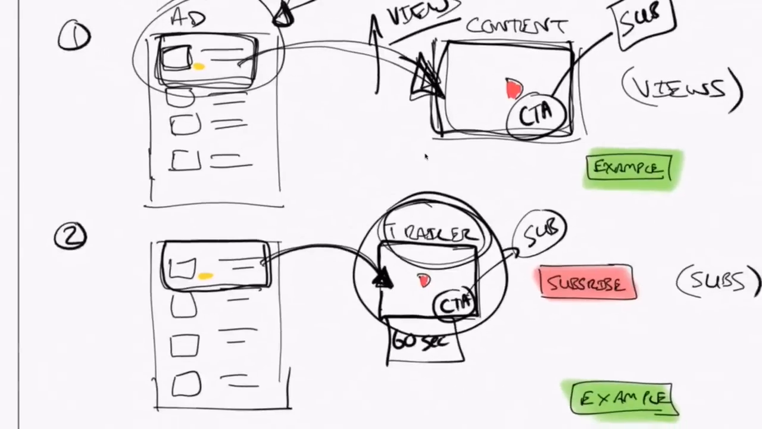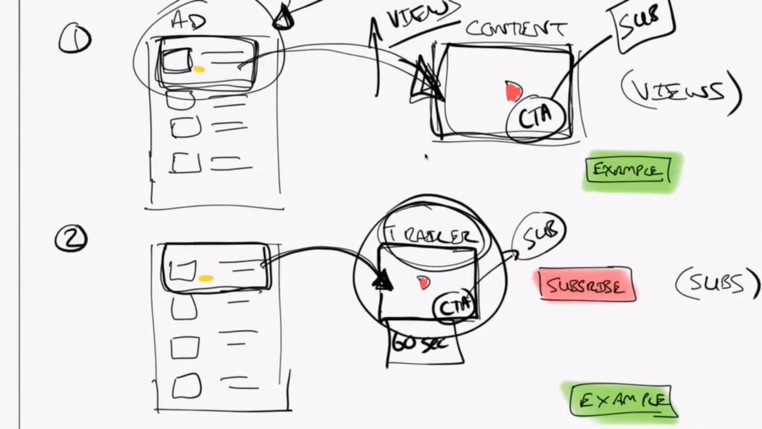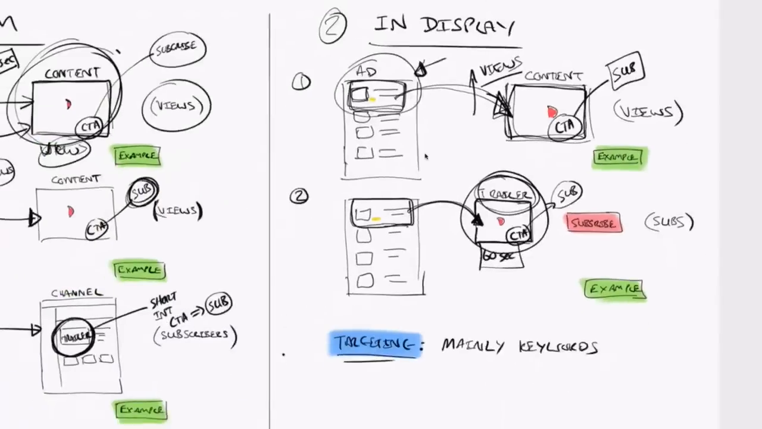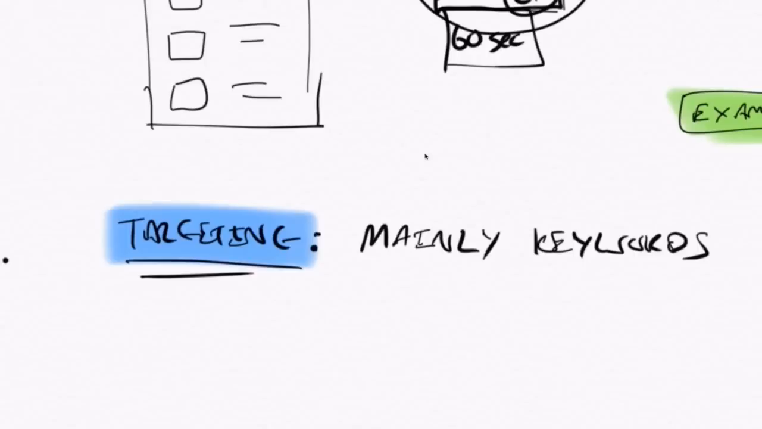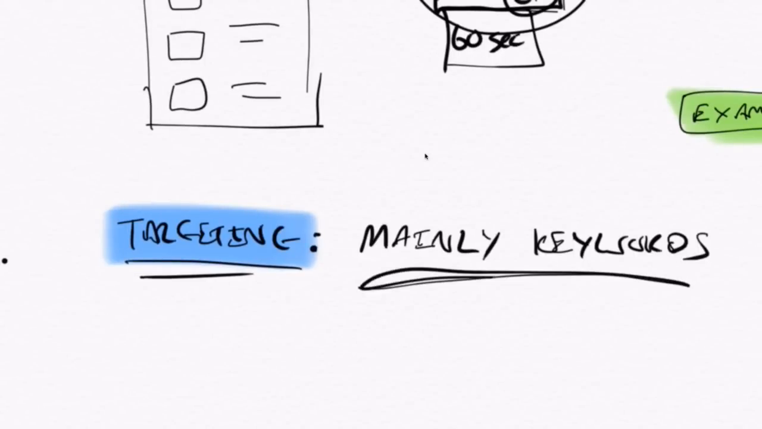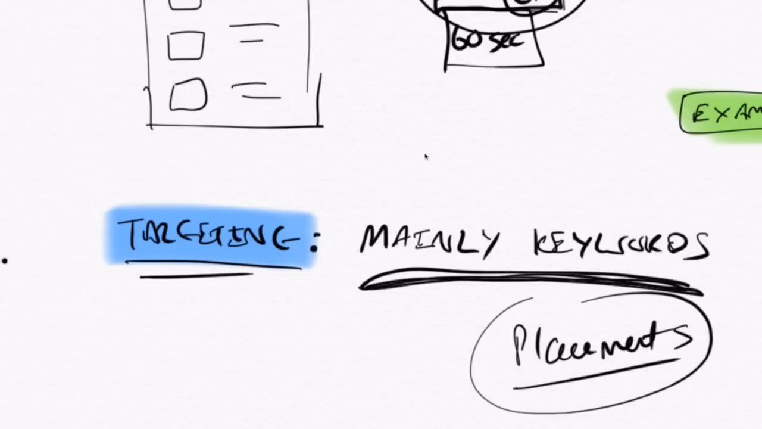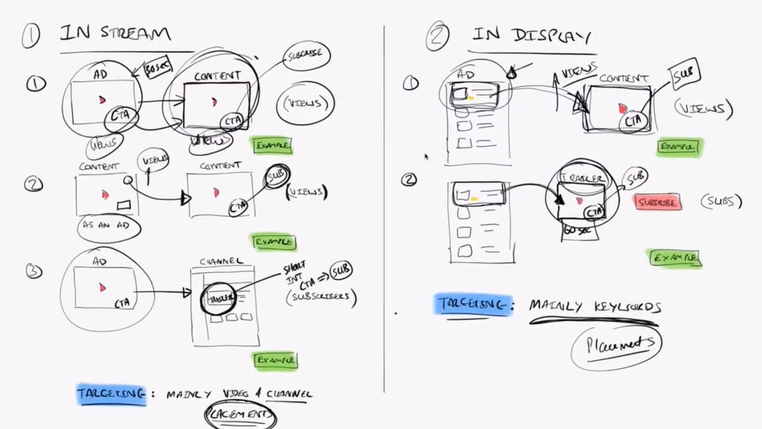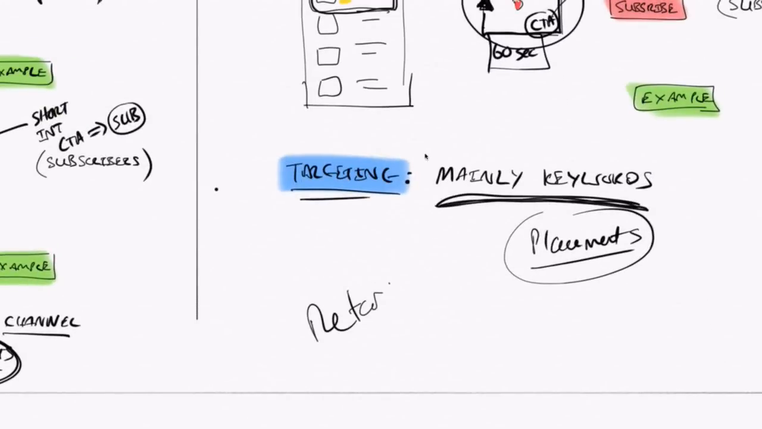Now, those are the sort of two examples. There's probably more ways that you can do this, but I like keeping things simple. And I normally just try and test one thing at a time, get really good at it. Once that's working, then I move on to the next thing. In terms of targeting for in-display ads, we seem to find that mainly keywords work well, but you can use placements as well as a targeting option. There's other ways of doing it as well. You can also, for any of these, use retargeting or remarketing lists.